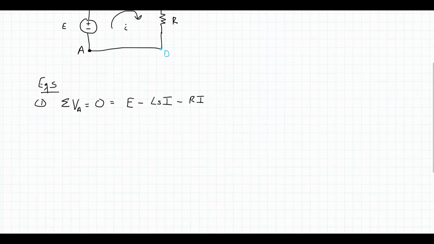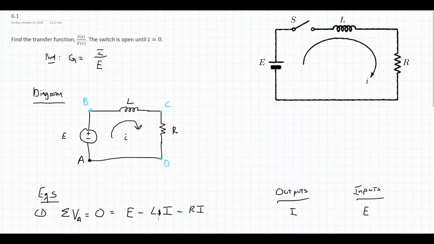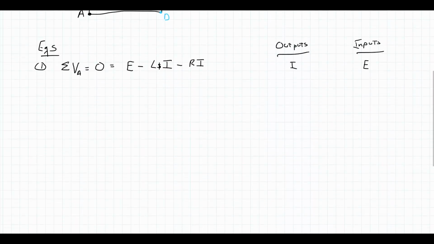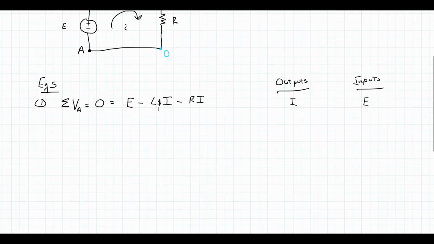All right, let's look at, so far, what are the outputs and what is the input, or inputs possibly. Our output is going to be I, and our input is E, that voltage source. And L is a constant, R is a constant, S is just going to be showing up because we're in the frequency domain here. So we have one output, one input, and our desired transfer function is I over E. So actually we have everything we need to derive our transfer function. We have all the equations we need.